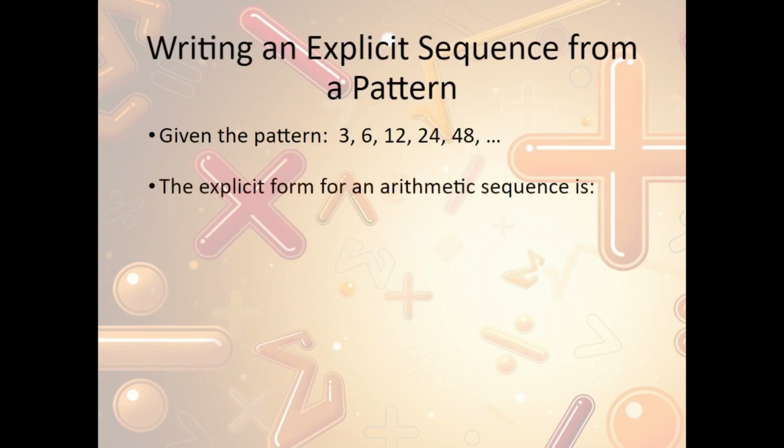So if we're given a pattern here, 3, 6, 12, 24, 48, we go ahead and fill this in. So a_n we don't know. We do know a_1 and we do know r. So a_n is equal to, the first one is 3. And the r value, we're multiplying by 2 each time, so r is 2. So this becomes 3 times 2 to the n minus 1.